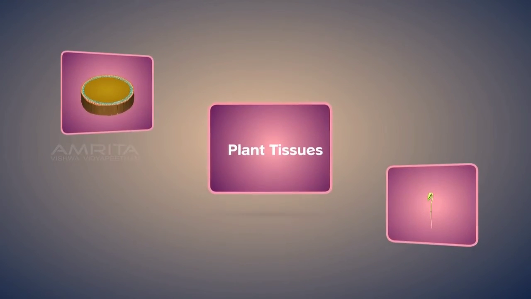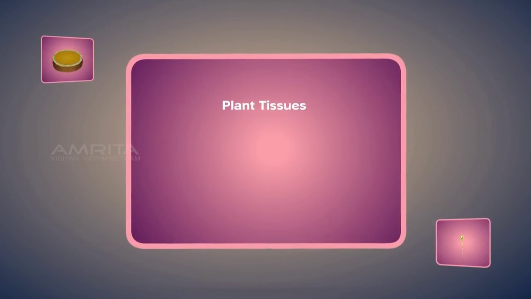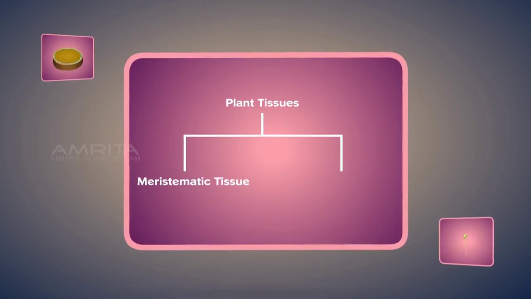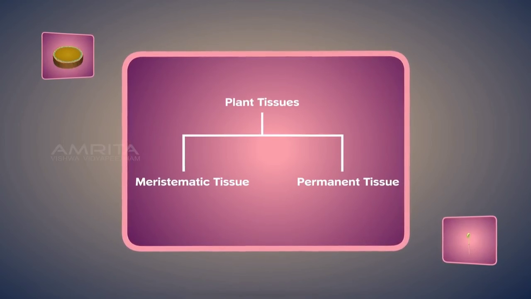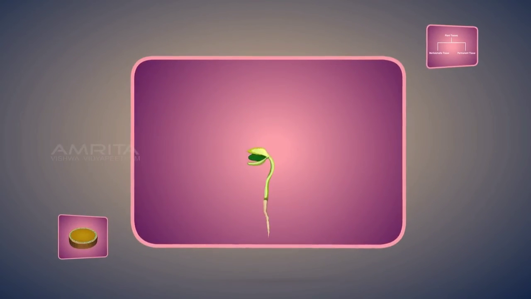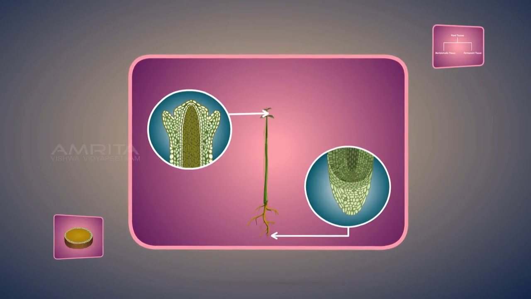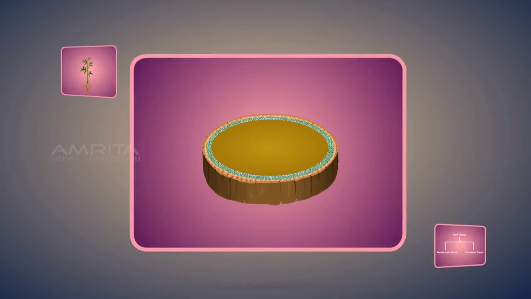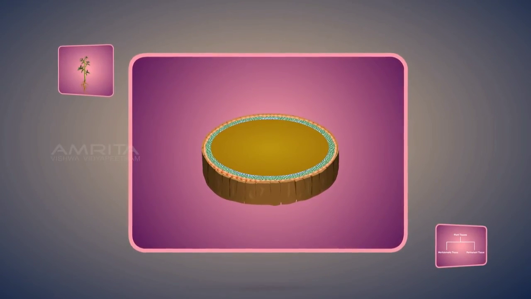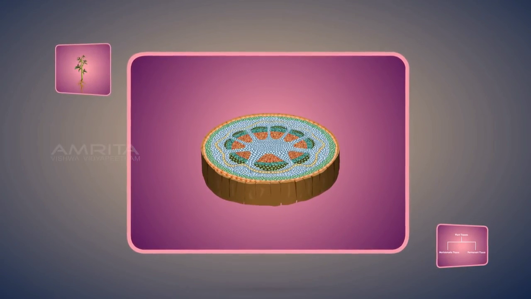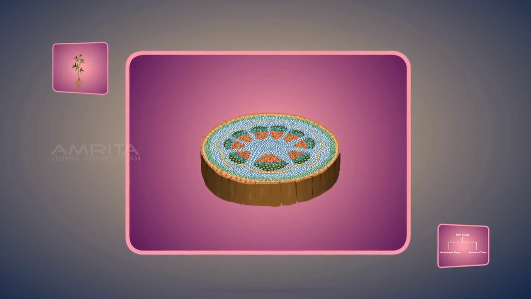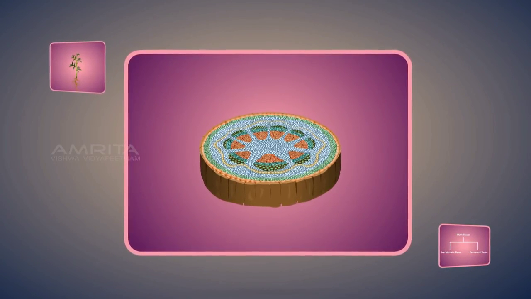Things to remember: plant tissues are basically classified into meristematic and permanent tissues. Meristematic tissues divide throughout their life and promote plant growth. Permanent tissues are derived from meristematic tissues and facilitate transport, preparation of food, and provide support to plants.